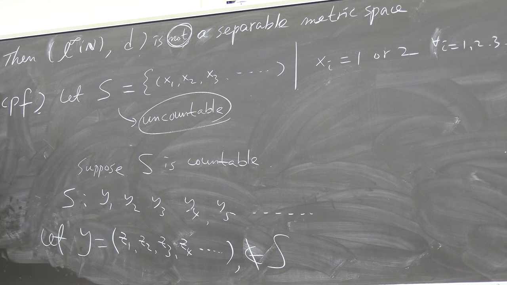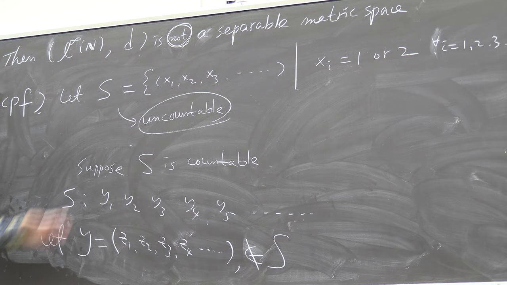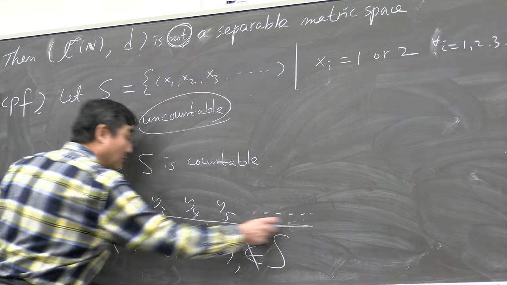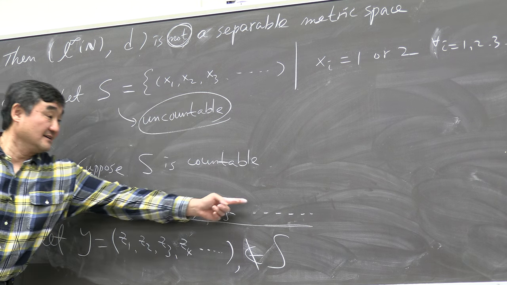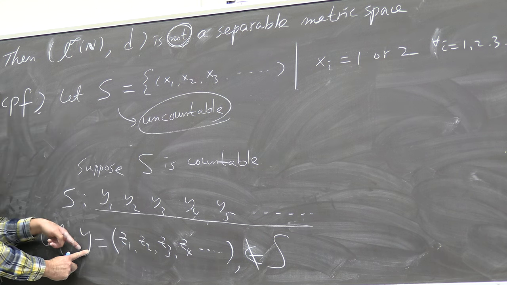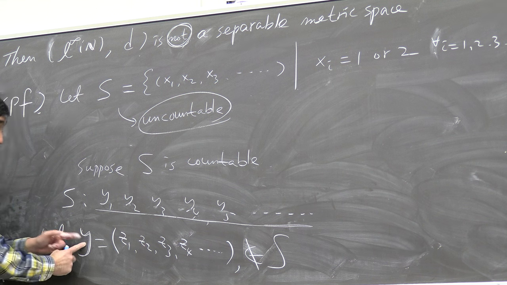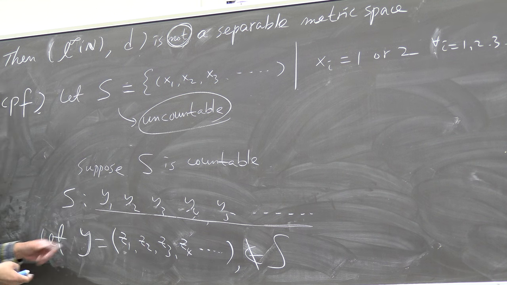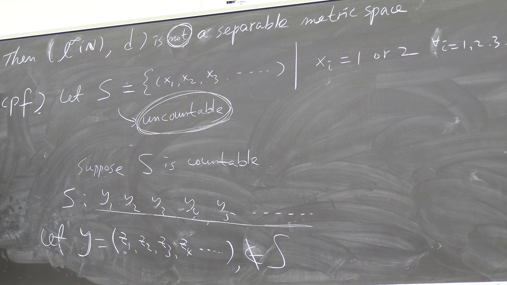So that proves the uncountability of that subset S, right? If it's countable, then we can enumerate all the elements in S. But we can avoid all terms still, right? So let's let y be like this, and then what? That's different from everything here. But that must be in S as well, right? So we conclude this set is uncountable.